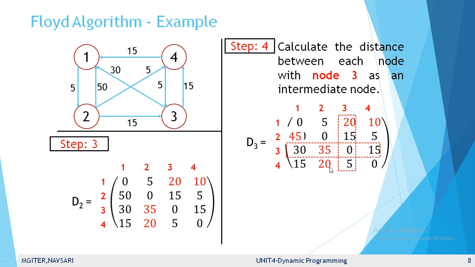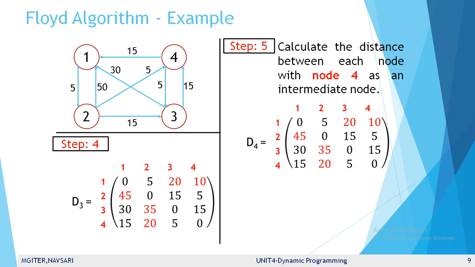Now similarly we generate the same matrix for vertex number 4. For vertex number 4 we copy the fourth column and fourth row as it is from the matrix D3, the same column and same row from the D3 matrix, and the diagonal as it is. Now for node 1 for intermediate vertex 4.